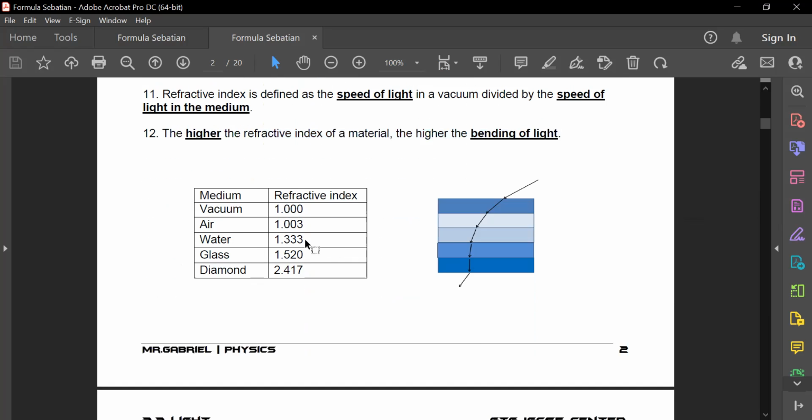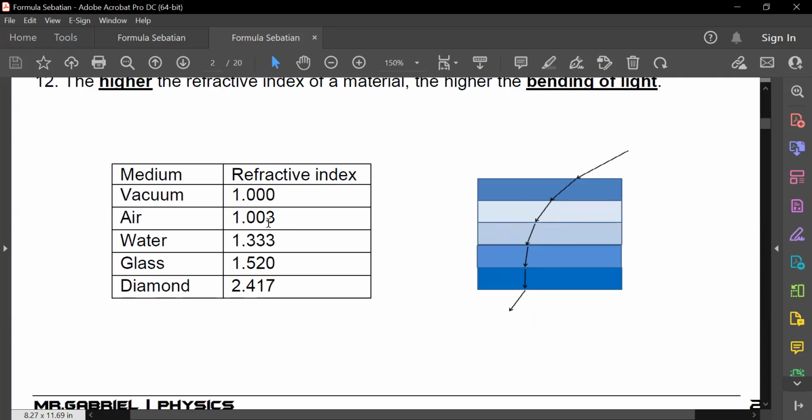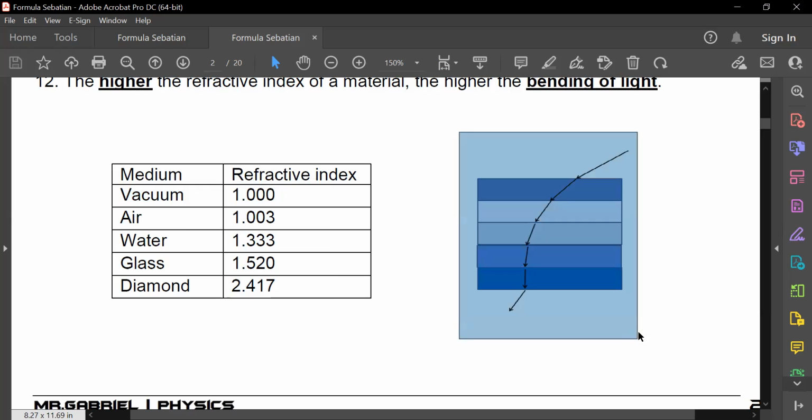Now, this is a common example of different mediums. Now, guys, refractive index wise, the less dense it is, the less refractive index it will have. For example, vacuum, which is essentially empty space, will have a refractive index of 1. Air, which has some air molecules in it, will have a refractive index of 1.003. Water, which is more dense, will be higher. Glass higher, diamond is going to be higher as well. Now, the refractive index is basically an indication of how much the speed of light is going to bend.